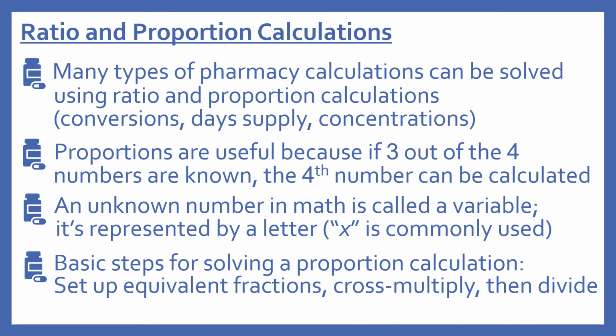An unknown number in math is called a variable. It's represented by a letter. X is commonly used. And if you know anything about algebra, you'll be familiar with this, but if not, don't worry, you'll still understand how to do this math. The basic steps for solving a proportion calculation: you set up equivalent fractions, cross multiply, then divide. And we'll go through some examples here.